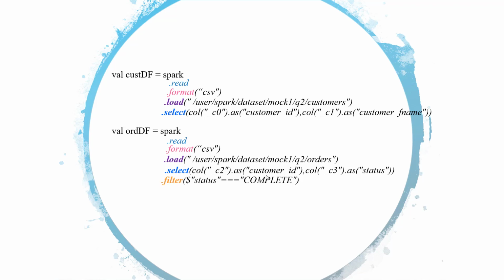So the next output requirement is I have to filter out the orders whose status is complete. So I'm using the dot filter API here. Okay, so this is the format here. So do remember how to use this.